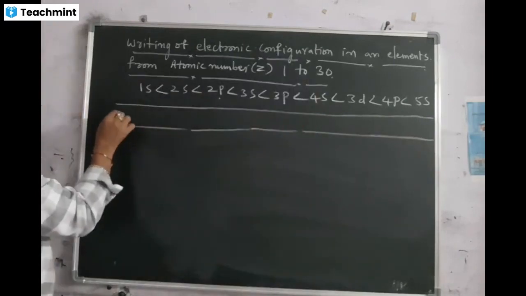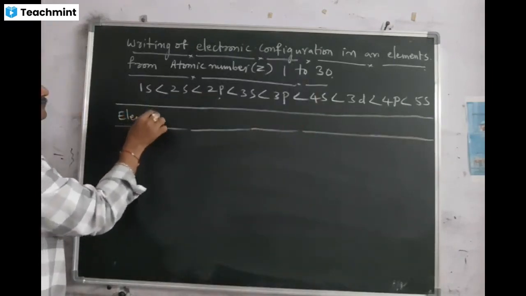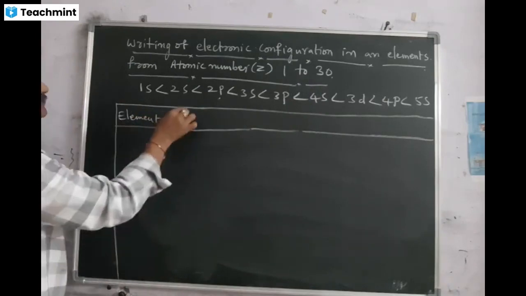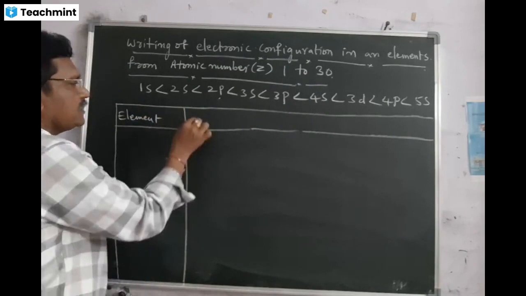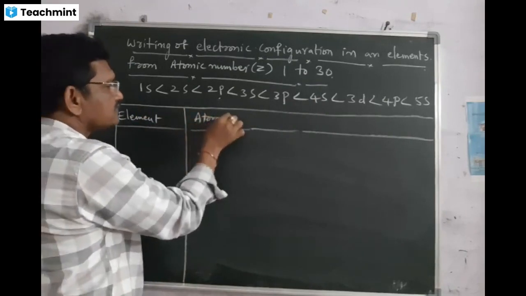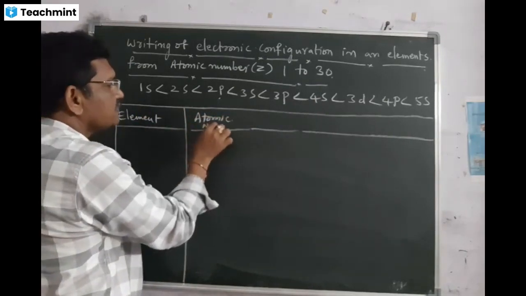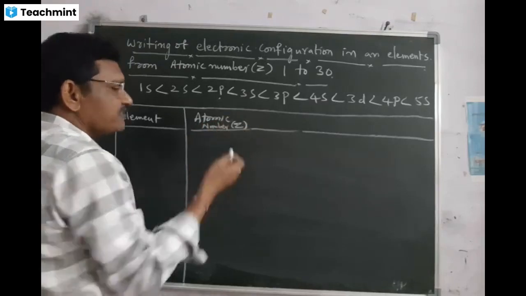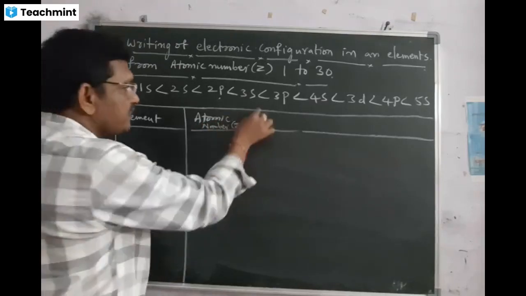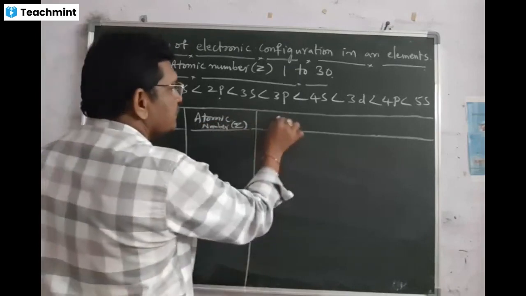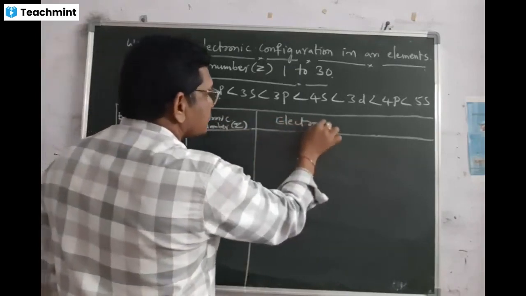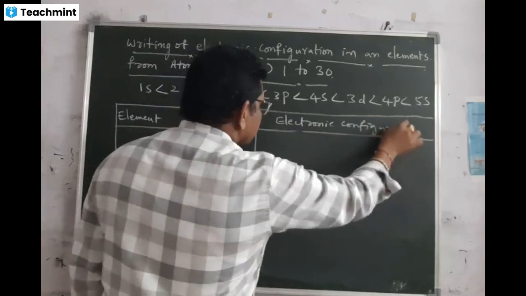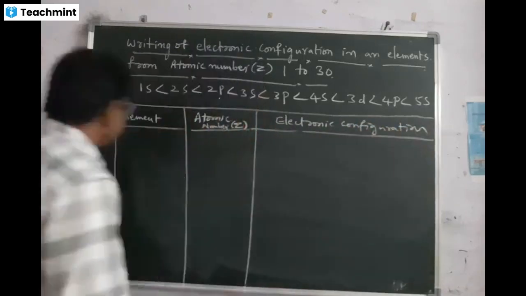Element, atomic number. Atomic number is represented with the letter Z. We already studied this previously. Then you write the electronic configuration. You write this table. Okay.